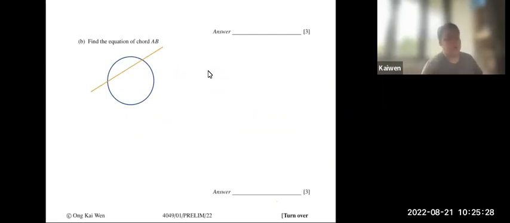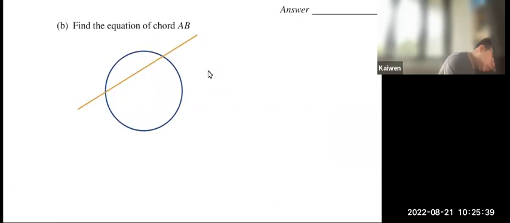Now, finding the equation of a chord is pretty similar to the concept of finding the equation of a tangent to the circle. It is pretty close. What is the method? Step 1, you need to know your center and you need to know your midpoint. And what is the relationship between the center and the midpoint? The line that joins these two points is perpendicular.